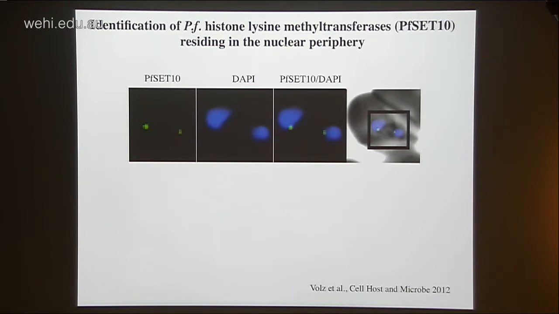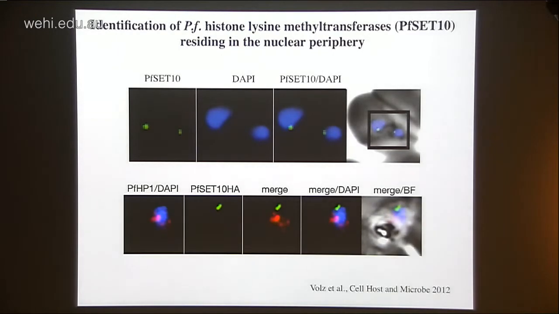It resides in the nuclear periphery, and you can see here this is an IFA, antibodies to this particular protein, PfSET10, and you see this single spot in the periphery of these two nuclei. So this is two parasites within the one red blood cell. So one protein so far that clearly appears to be expressed within this area of the nuclear periphery.